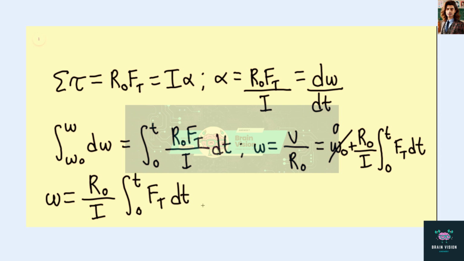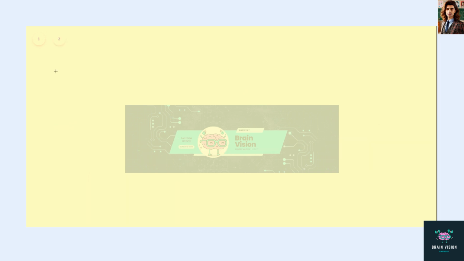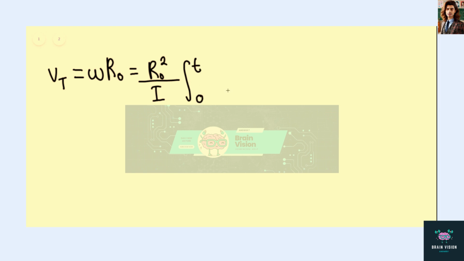We can simply say that the tangential velocity would equal the final angular velocity times the radius. And so this would equal the radius squared divided by the moment of inertia times the integral from 0 to t of F sub T. Now this would equal the integral of 3.00 t minus 0.20 t squared times dt.